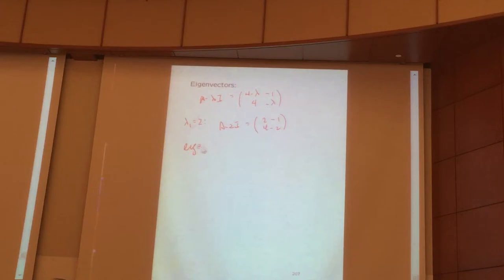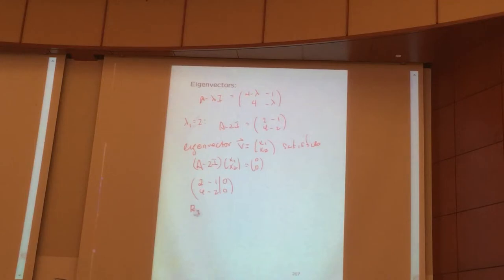Eigenvector V equal to x1, x2 satisfies A minus 2I times x1, x2 equals 0, 0. A minus 2I maps the eigenvector onto the 0 vector. So what is this? Here's the system: 2, minus 1, 0 and 1, 2, 0 is my augmented matrix for this system.